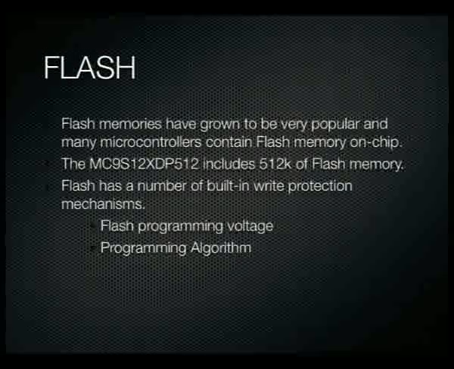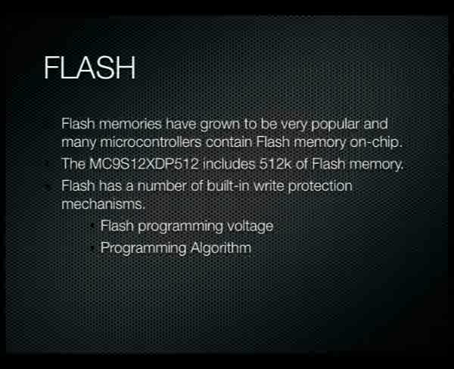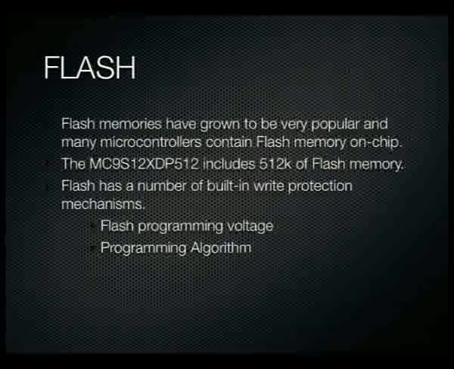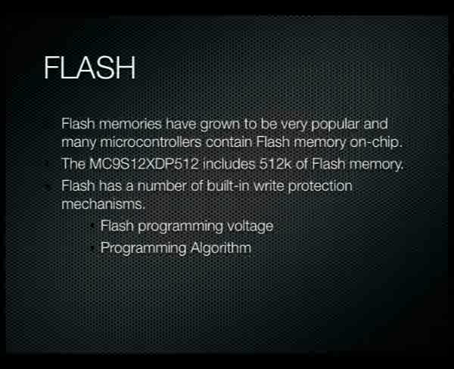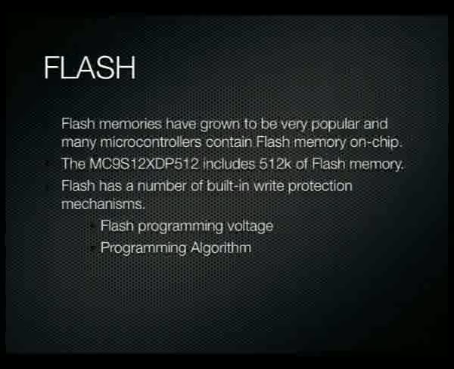Our processor in question, the MC9S12XDP512, includes 512K of flash memory. That's where the 512 in its name comes from, the 512K of flash. Flash memory itself has a number of built-in write protection mechanisms. One of these is that generally you require a high voltage in order to erase flash. So by not providing that high voltage on the board when you manufacture it, you pretty much make your flash write protected.